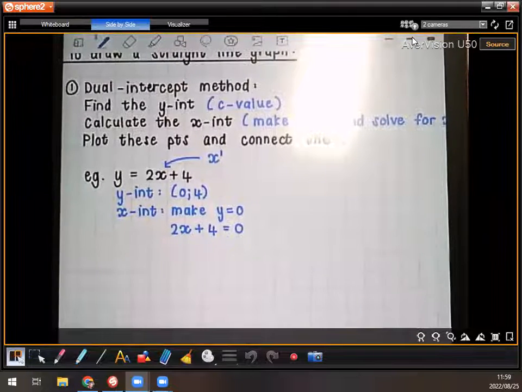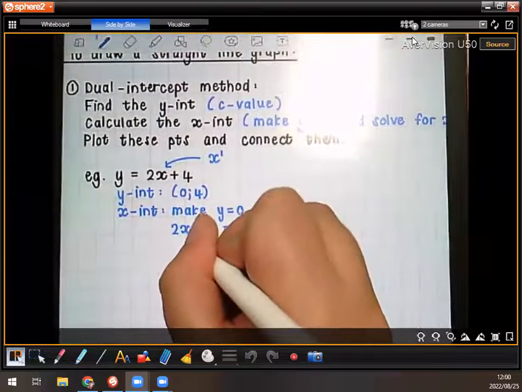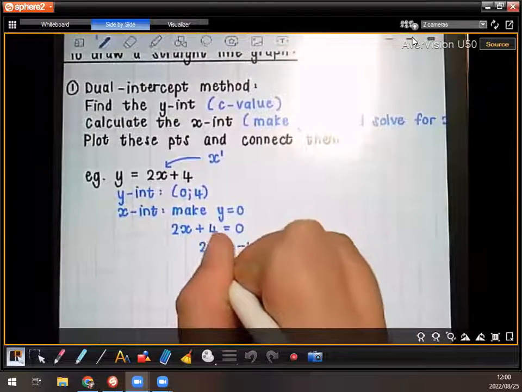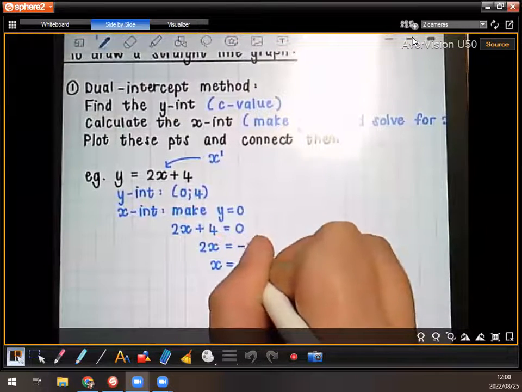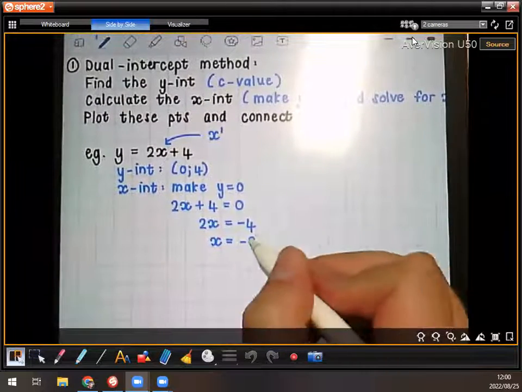That's an easy equation to solve, right? That plus 4, we're going to move it to the other side. It's going to become negative 4. And then we must divide by 2. The x is negative 2. The x value of this point is negative 2.